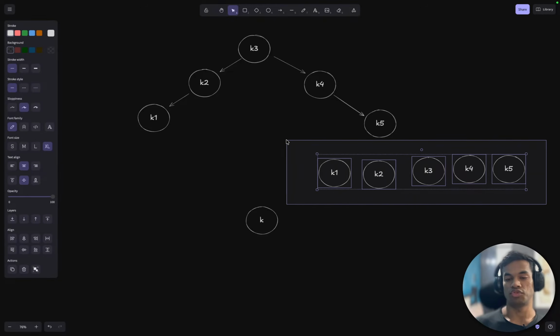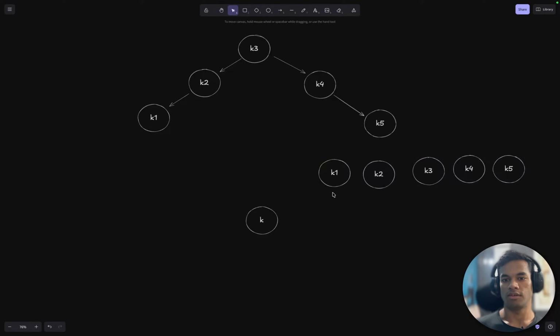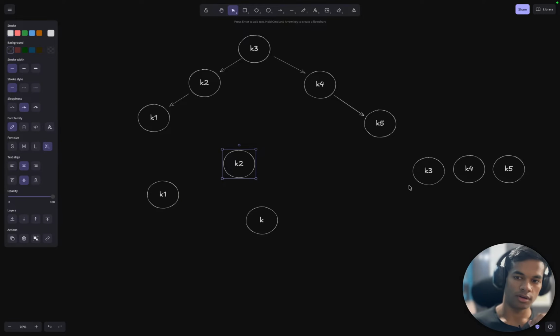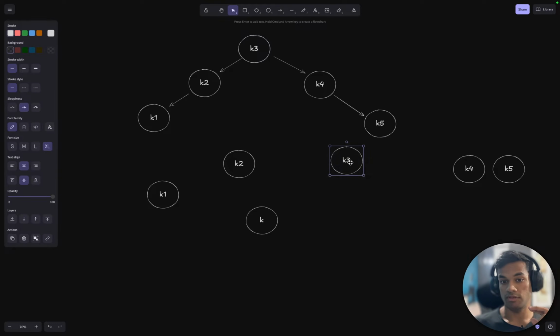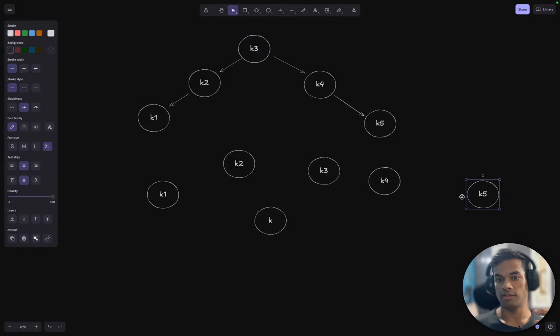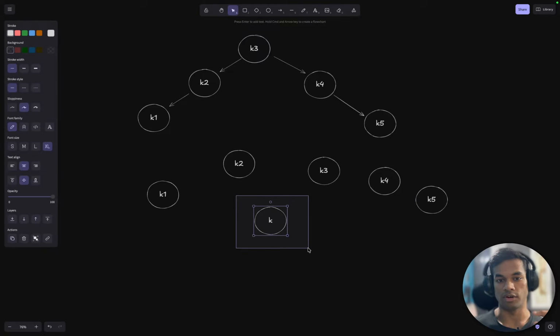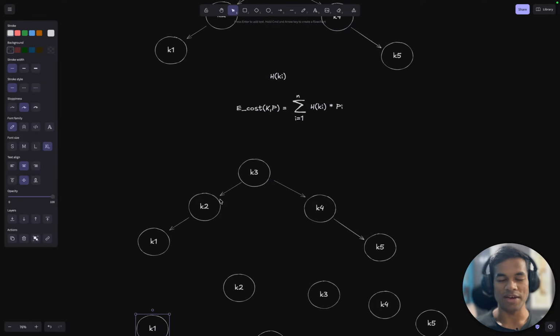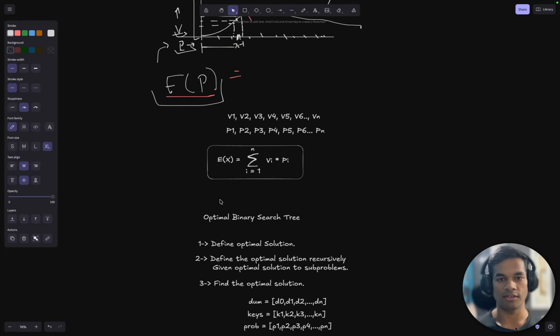So we could go with this node as the root. We could go with this node as the root. We could go with this node as the root of this particular binary search tree, or we could go with this node as the root for this binary search tree. Let's say we do go with this node and with this node, and this is okay. Now everything is making sense and it is coming together.